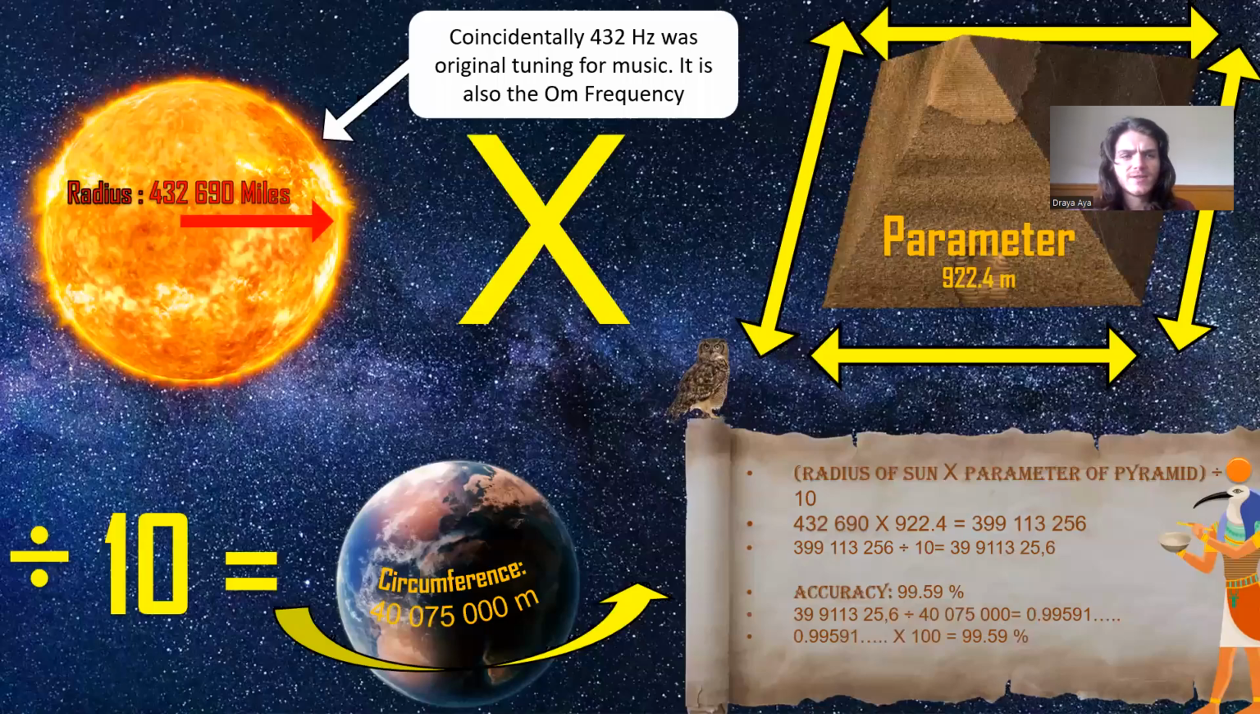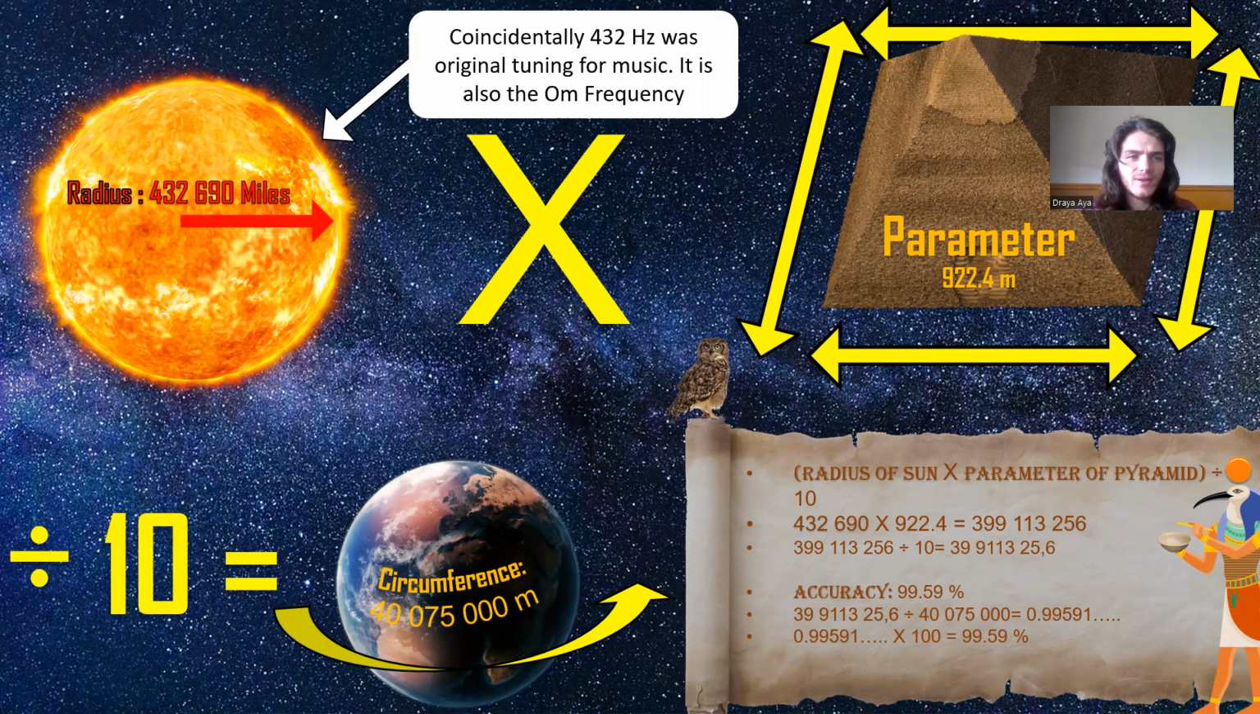Right. In some of our last videos, we went over some of these weird coincidences, such as the radius of the sun multiplied by the perimeter of the pyramid divided by 10 gives you the circumference of the Earth. And we've gone through a couple of these, actually.